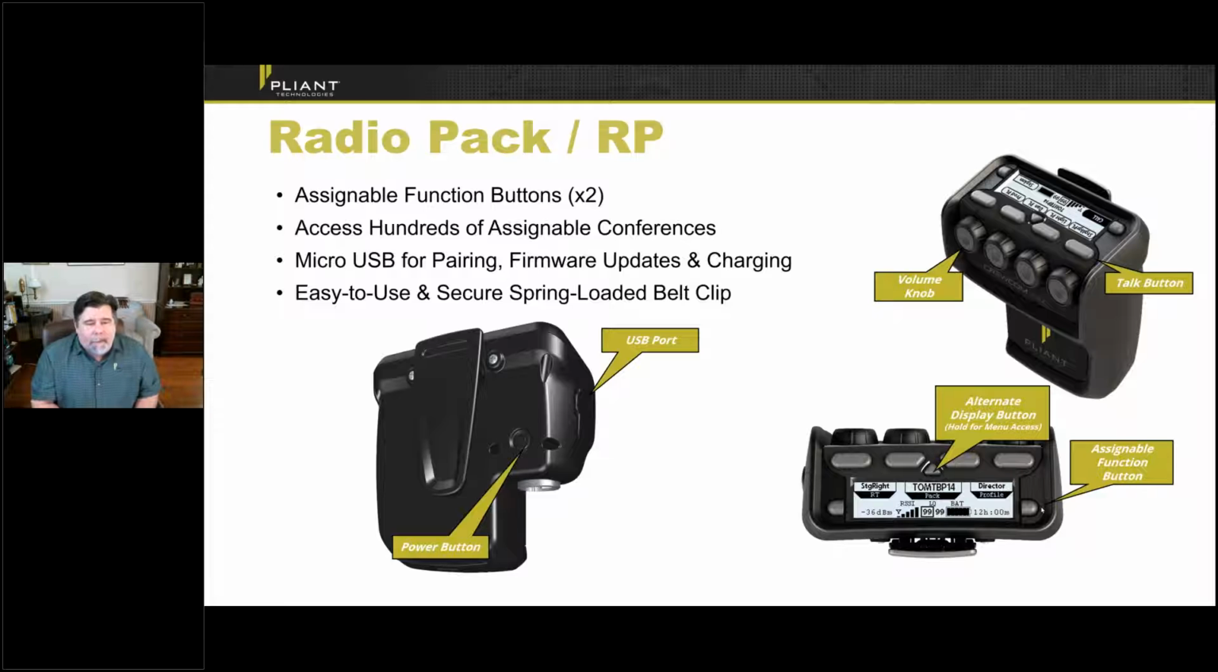The micro USB is for pairing, charging, and firmware updates on the radio pack, and it has an excellent little spring clip on the back of the unit, very simple to use. Our previous one was a little more cumbersome, and we heard a lot of complaints about that and came up with a new clip for the CrewCom system.